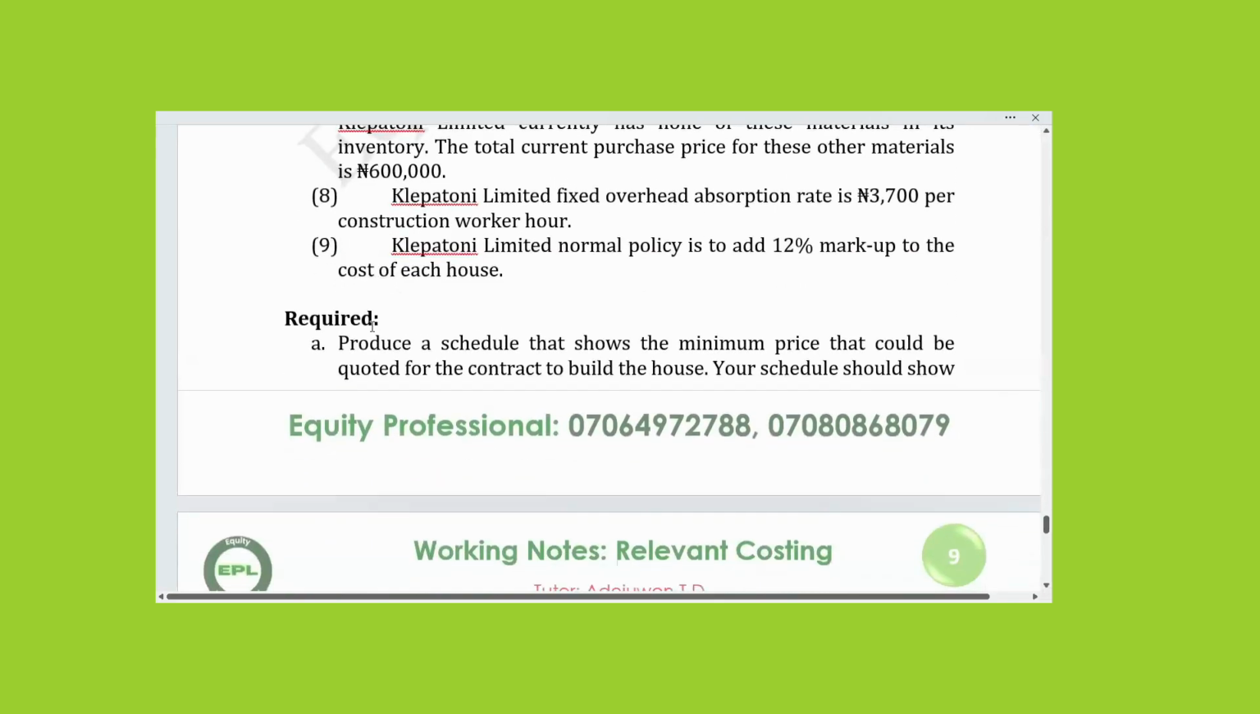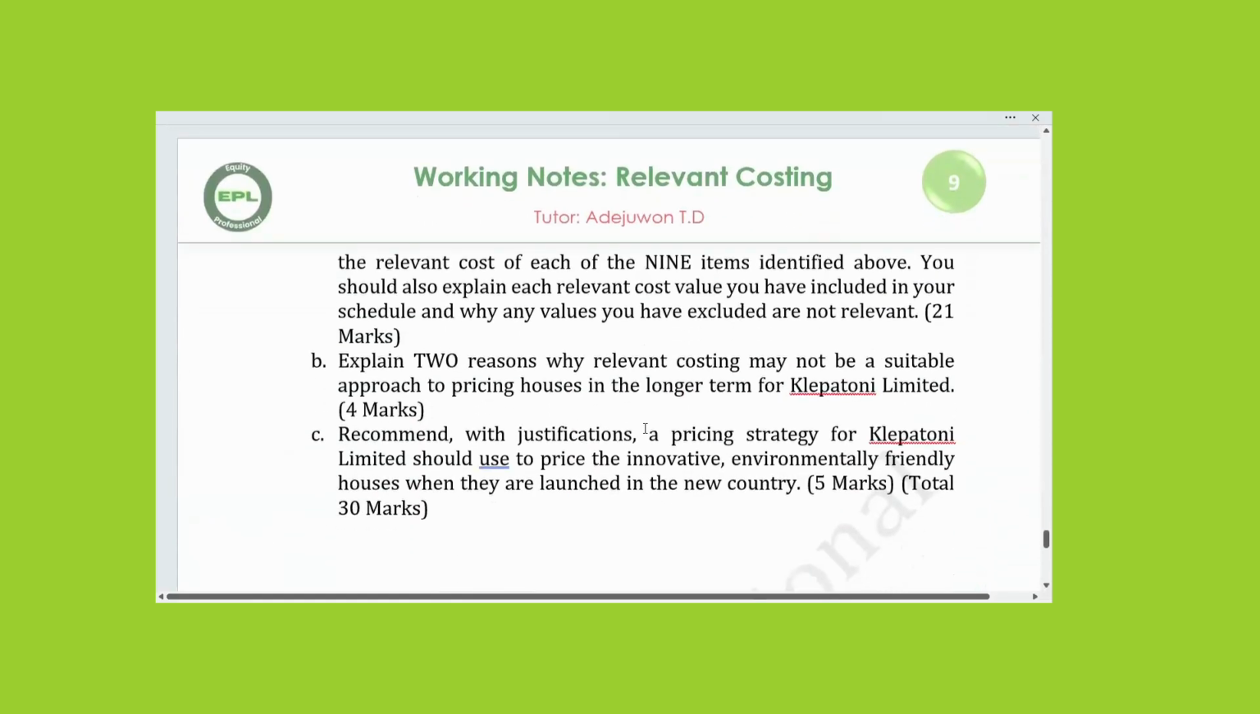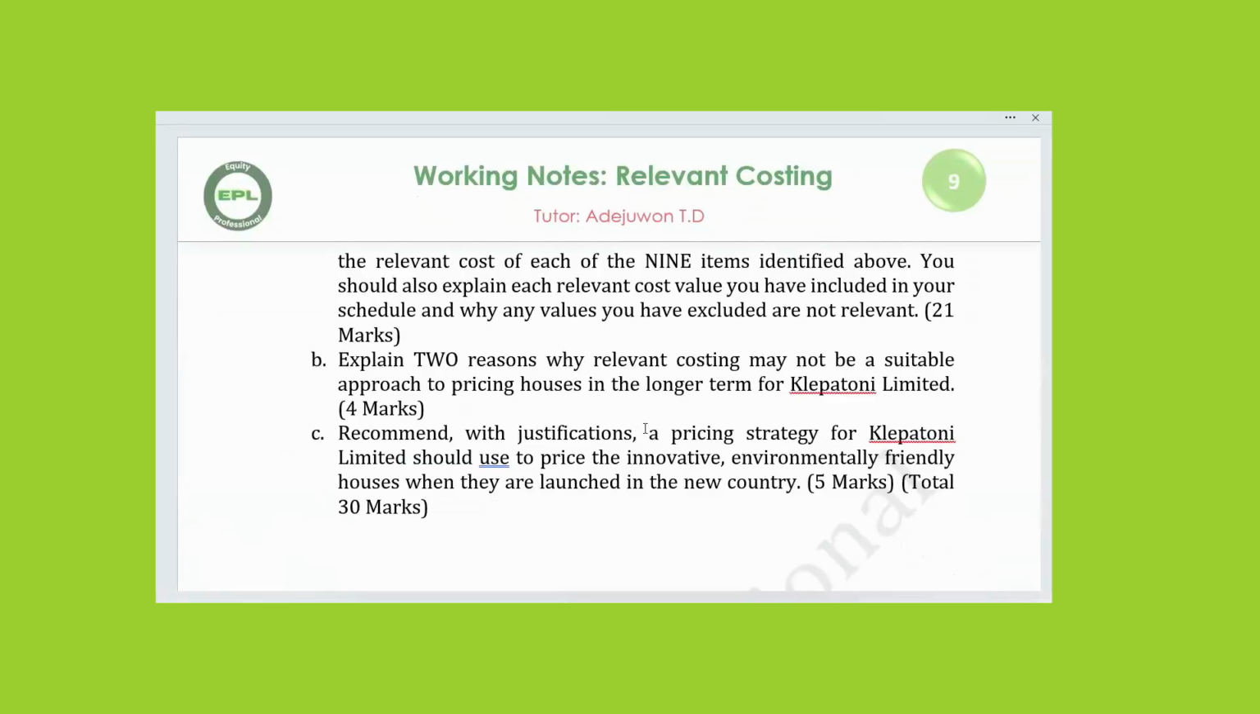Required: produce a schedule that shows the minimum price that could be quoted for the contract to build the house. Your schedule should show the relevant cost of each of the 9 items identified above. You should also explain each relevant cost value you have included in your schedule and why any value you have excluded are not relevant. 21 marks.